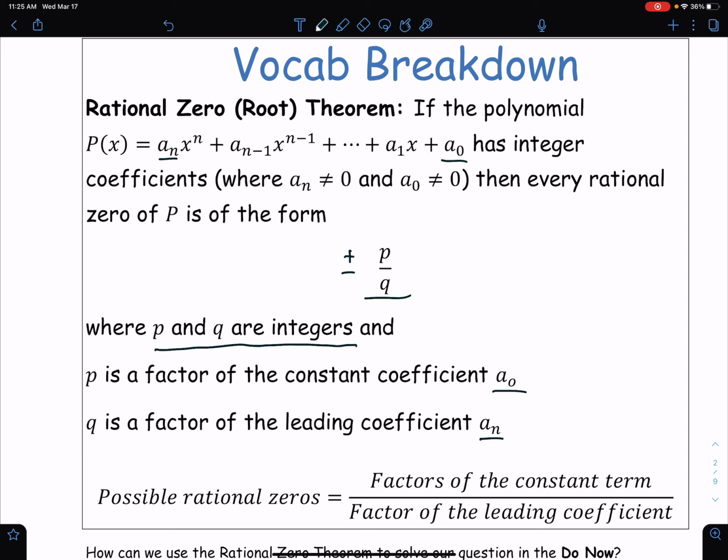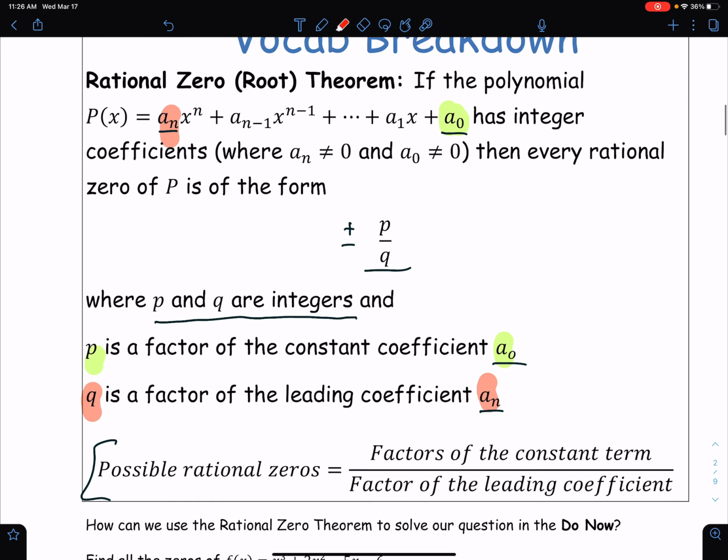And this is probably a lot to take in right now. Once we do one question, it's going to be like, okay, that makes way more sense to me. And then here's another way of saying it. Possible rational zeros right here. You take all the factors of the constant term. So all the factors of a0, which we said was p, right? And you divide it by every single possible factor of the lead coefficient, which is an. And that's what we said q would be, all the factors of an. So once we do one question, I'm sure there's a lot of people like, what is he talking about? We'll do one question. I think it's going to really make a lot more sense.